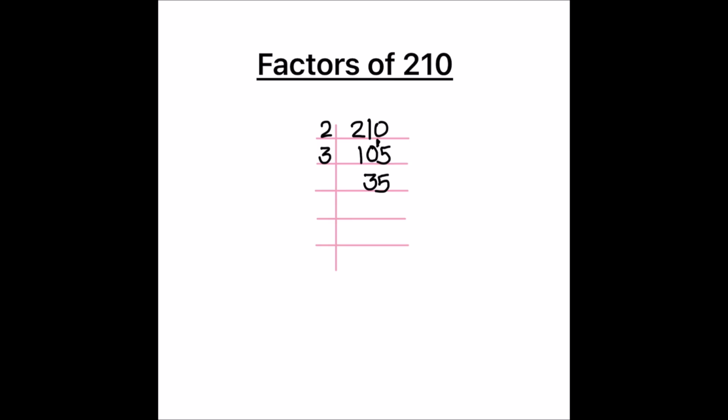Now 35 is not fully divisible by 2 or 3, so we are going to use the next prime number 5. 5 times 7 is 35, and 7 is a prime number, it is only divisible by 7. 7 times 1 is 7.